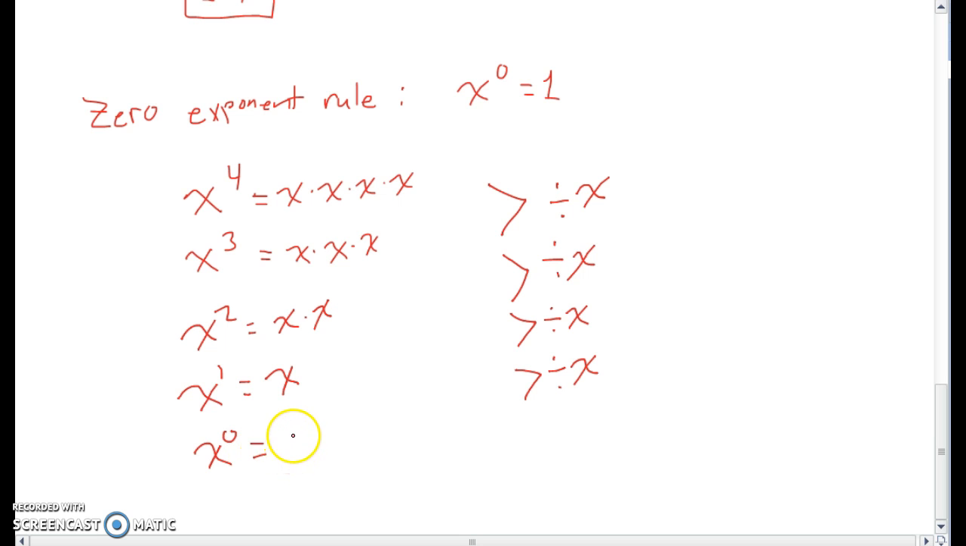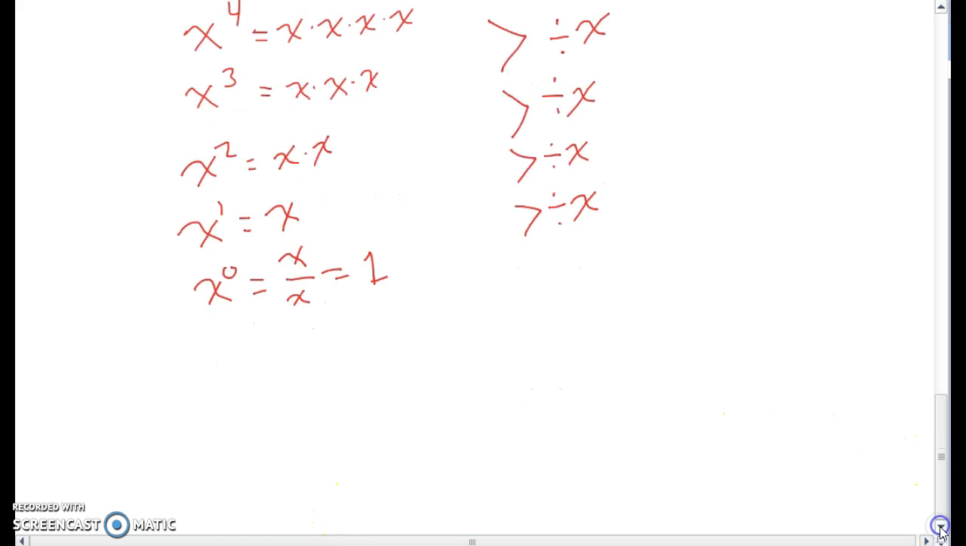What's going to happen here is we're going to have x over x. We took this and divided it by x, and anything over itself is 1. So that's the zero exponent rule and where it comes from: x to the 0th power is 1. And that leads us to ask the next question. What would happen if we divided by x again?